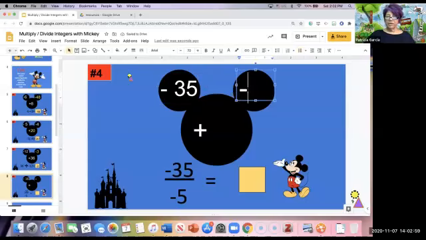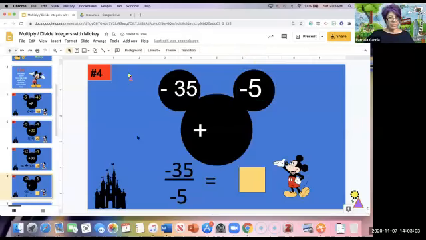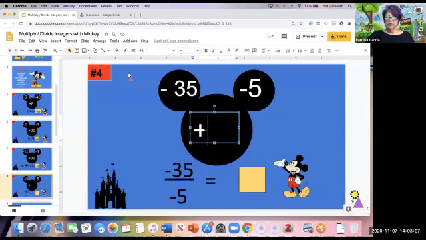And here you're going to put -5. Okay. So now you know that your answer is going to be a positive answer. So you're simply going to divide. 5 times 7 is 35. So you're going to put your 7 here. And again, please highlight your answer.